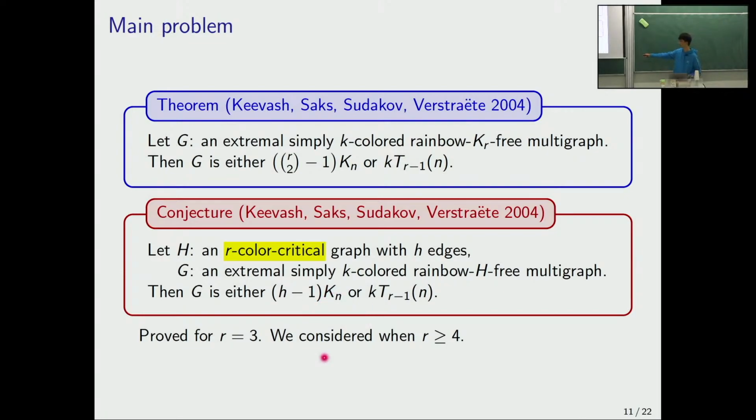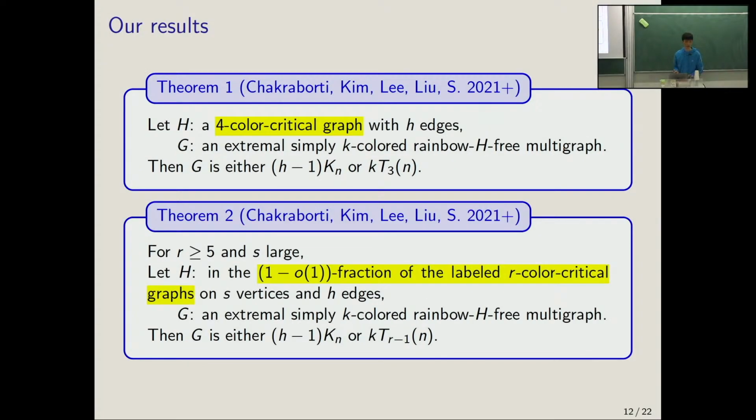Here the Turán graph occurs because we are considering a color critical graph, and we know that the extremal graph of a color critical graph is a Turán graph. And what they proved is that this holds for k equals 3, and we consider when k is greater than or equal to 4.